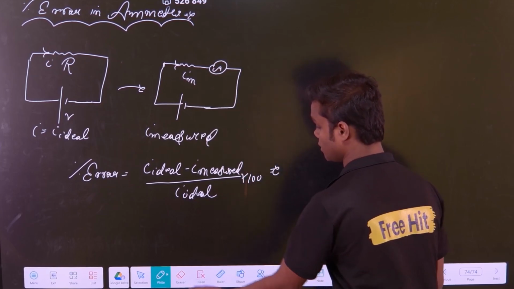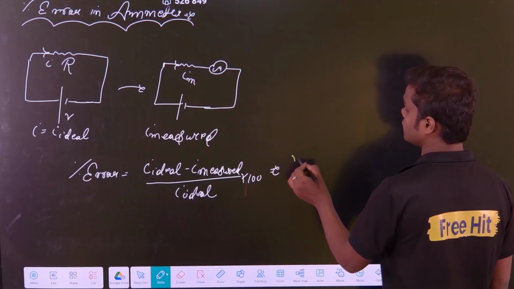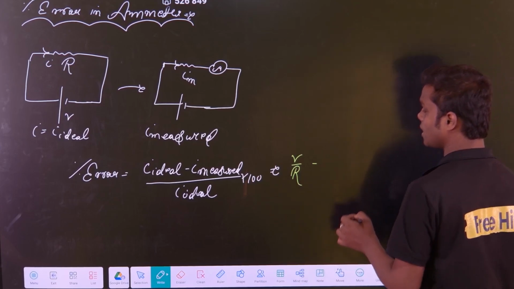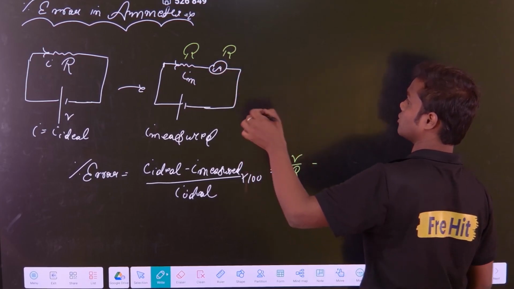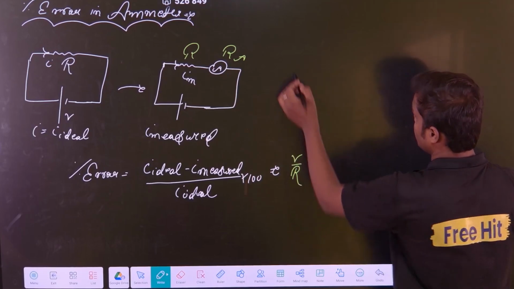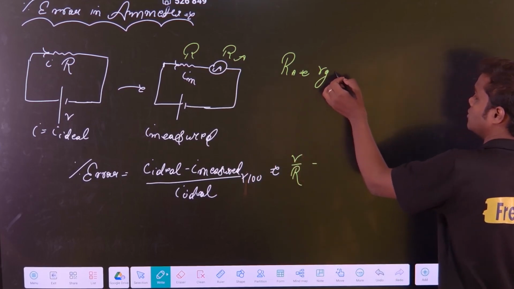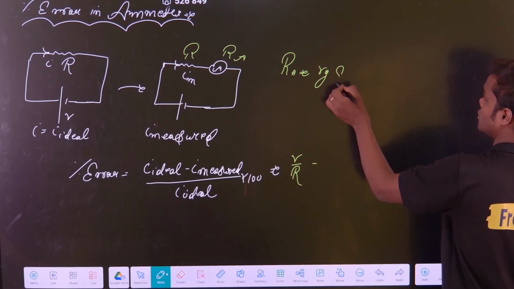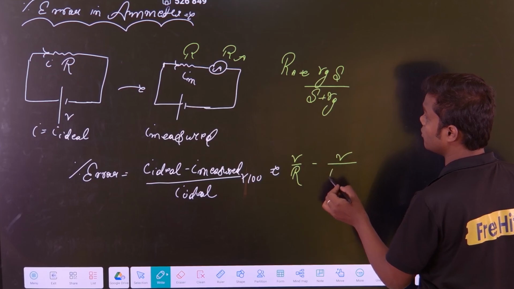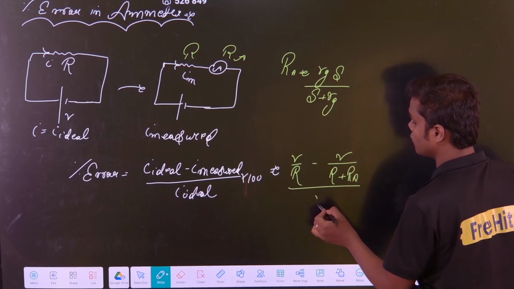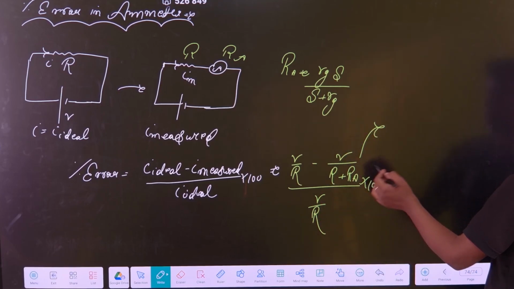Now you tell me what is my I ideal. Similarly, you can do it for the voltmeter also. My I ideal will be V upon R, minus what is I measured? I measured will be, suppose this is my R and this is some R ammeter, and R ammeter we know. R ammeter is defined as RG into S upon S plus RG. So just put these values here, you will get V upon R plus RA divided by V upon R, into 100. When you calculate these values, you just take V common and do the division.